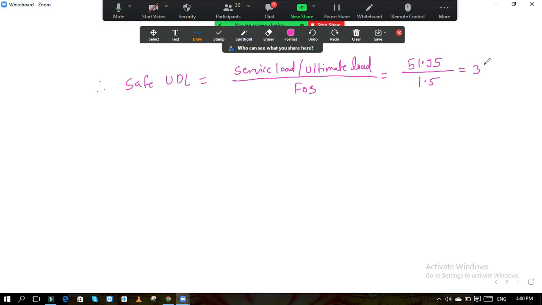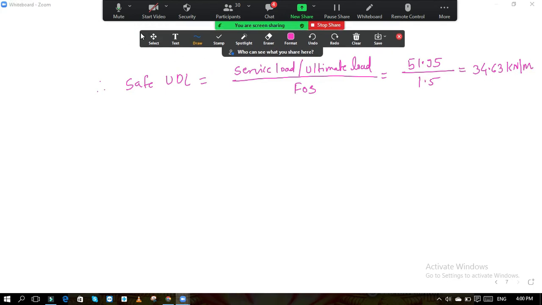34.63. So this is your safe UDL, 34.63 kilonewton per meter. So this UDL is your safe load, safe UDL. Okay, so this UDL is the same. So I hope now you understood the things.